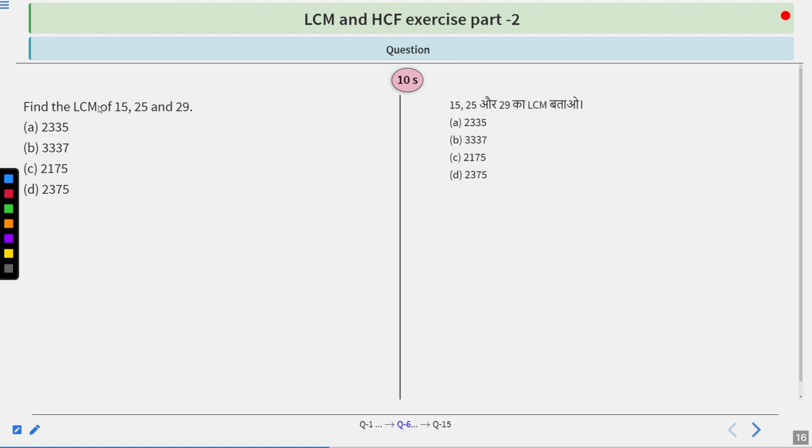Find the LCM of 15, 25 and 29. And options are 2335, 3337, 2175 and 2375. These are the options.